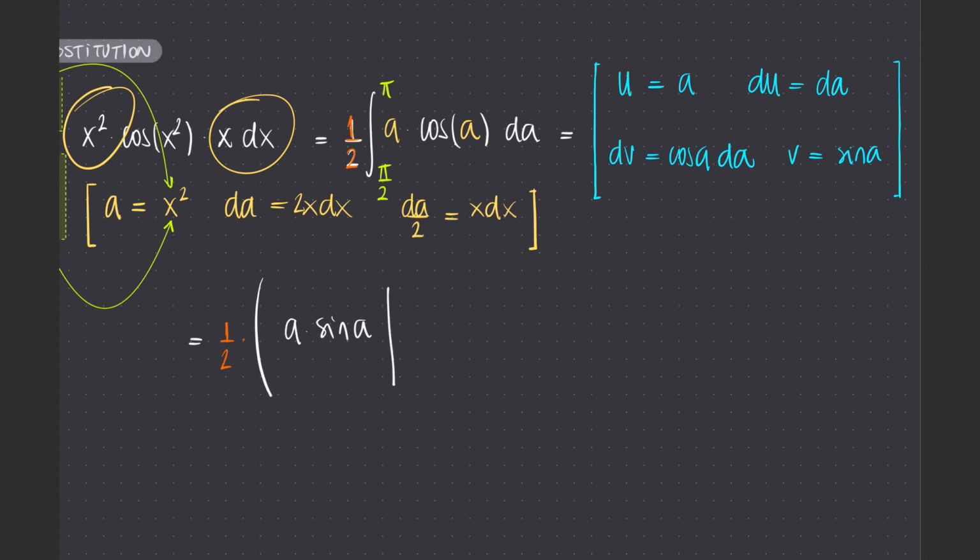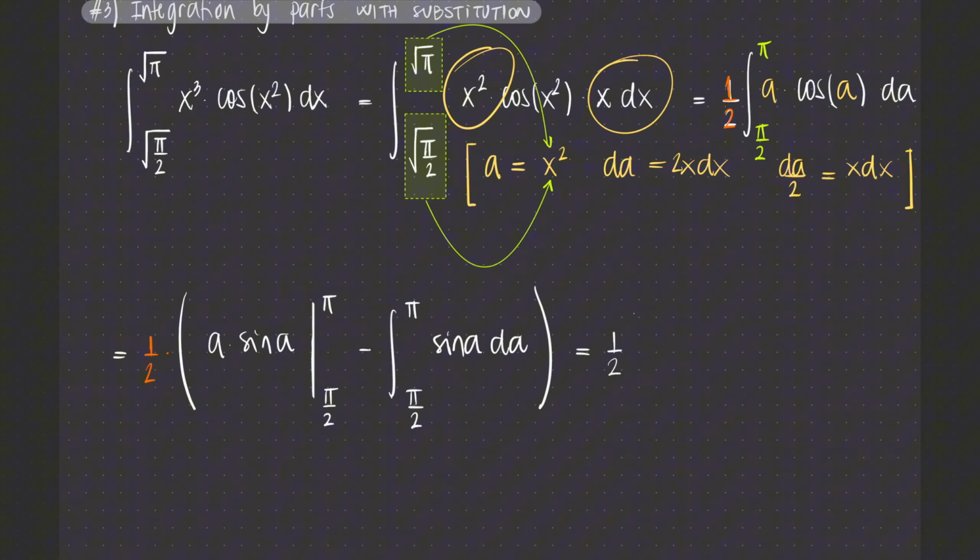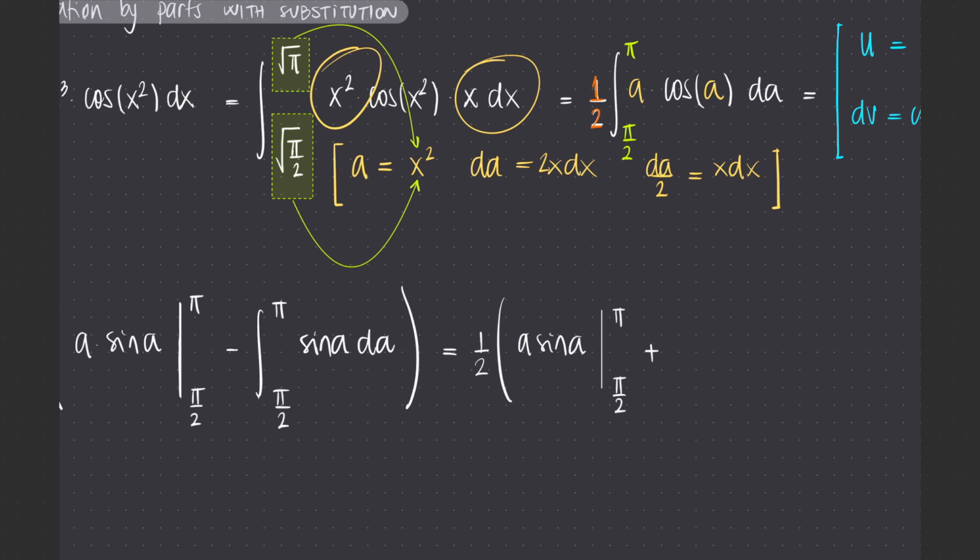Don't forget to place the upper and the lower bounds over here from pi over 2 to pi, minus the integral from pi over 2 to pi again of v du, sine of a dA, which means that we have half times a sine of a from pi over 2 to pi minus negative cosine of a, which is the integral of sine of a, negative cos.